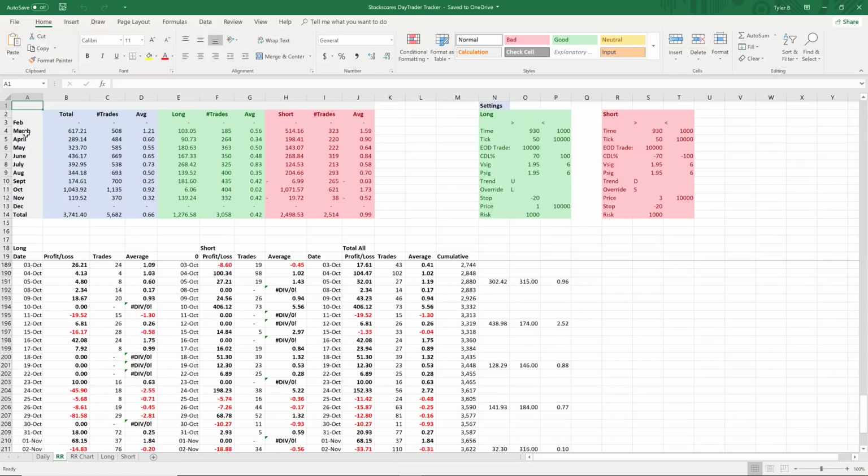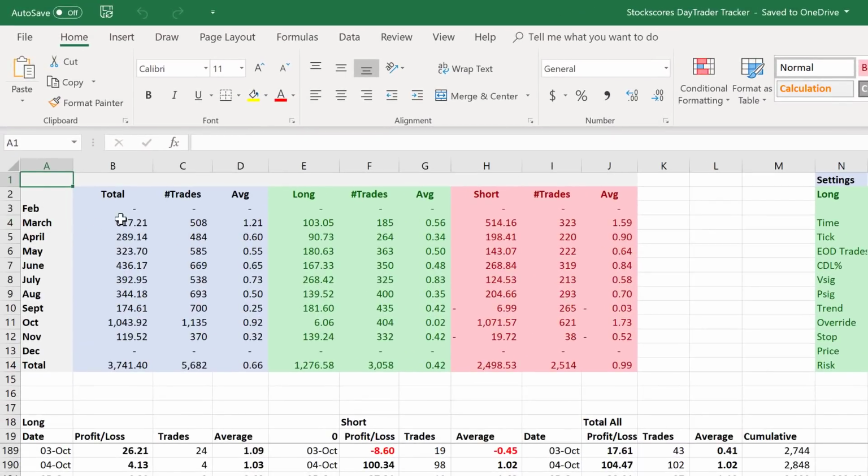Now, I'm going to explain what you're looking at. This is the month of March. This is the total RR for the month. This is the number of trades for the month. And this is the average RR per trade. So there were 508 valid trades. That's both long and short. And they totaled 617 RR, an average of 1.21. All right, there were 185 long trades, and there were 323 short trades.